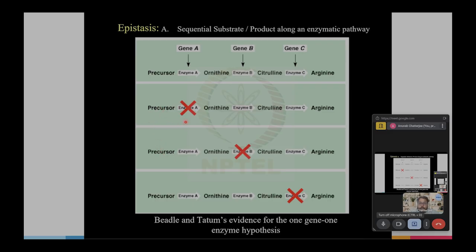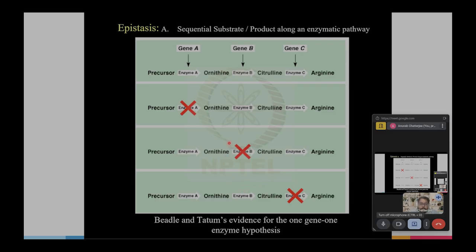So in sequential substrate pathways, whichever gene is epistatic lies upstream. So enzyme A, or gene A, is epistatic to gene B, so enzyme A is upstream of enzyme B. Same thing you do with these two, because now you know where A and B lie. You now figure it out with B and C. So with B and C, you do the same.